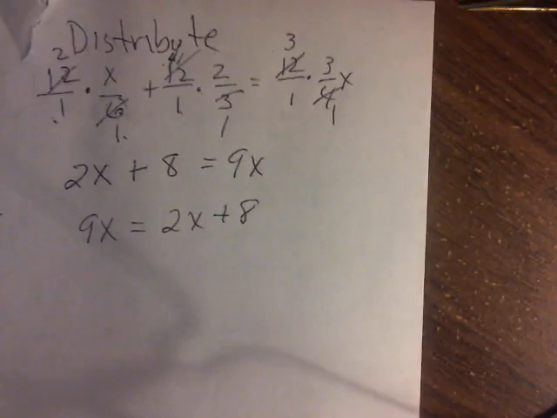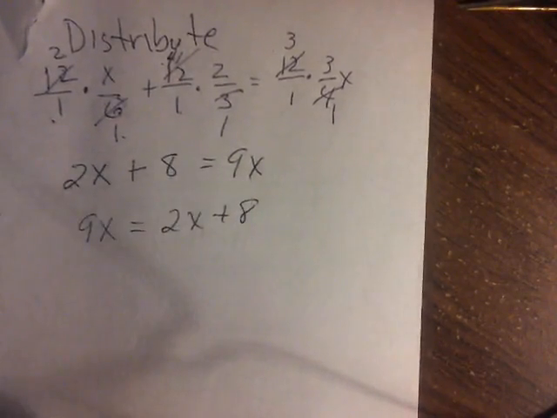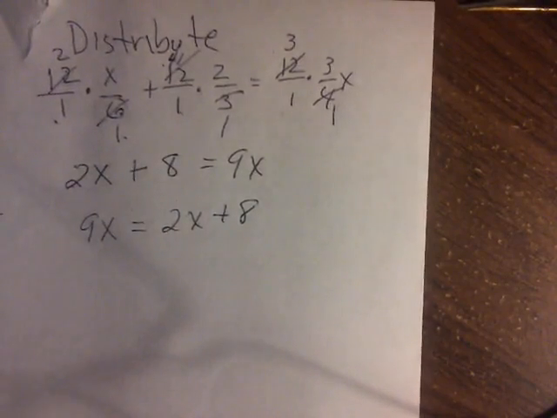I prefer to do that. You certainly do not. It doesn't matter. You can certainly take the 2x over to that side. I just like my x on the left side.